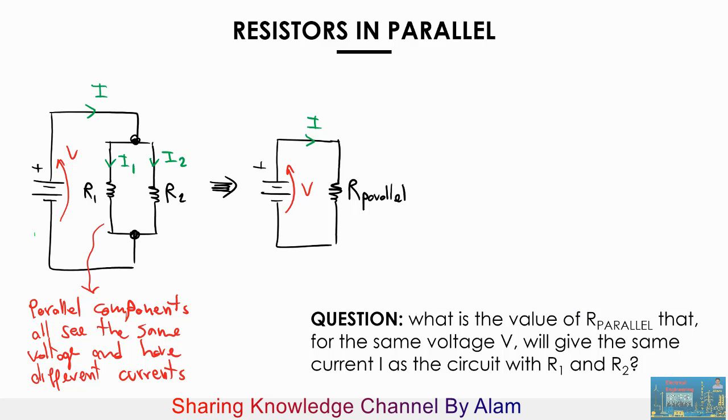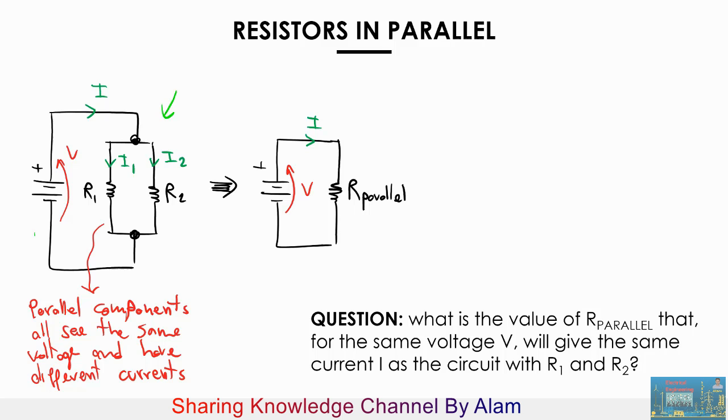Let's now look at what happens with the resistors in parallel. In the circuit on the left, there are two resistors, R1, R2. In this case, they are not in series, but they are in parallel. Components that are in parallel share the same voltage. That is fairly easy to see.